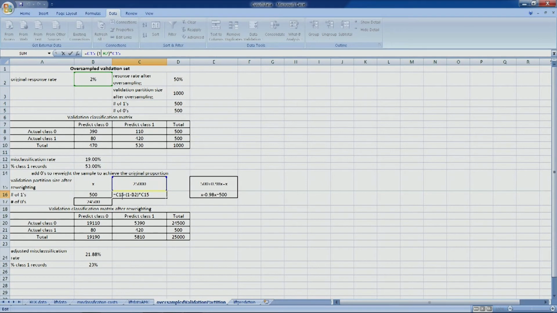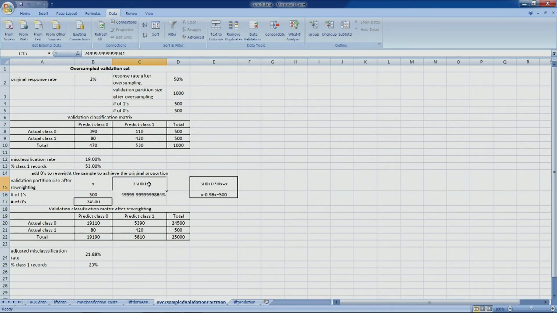You can see C15 is this x. So C15 representing the x minus 0.98. This is how we are computing this 0.98: 1 minus B2, where B2 is the original response rate. So 1 minus B2, it's in percentage. Excel will take care of this percentage notation and appropriately convert it into 0.02, and therefore 1 minus 0.02 will become 0.98. Then again this is 0.98x, with x being C15. So this is the formula that we have written there.